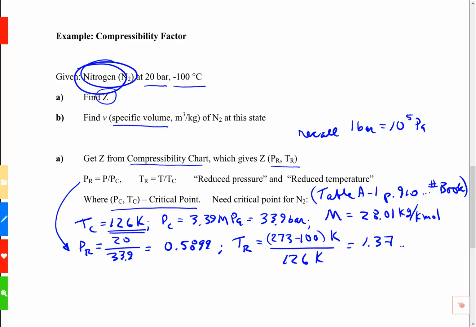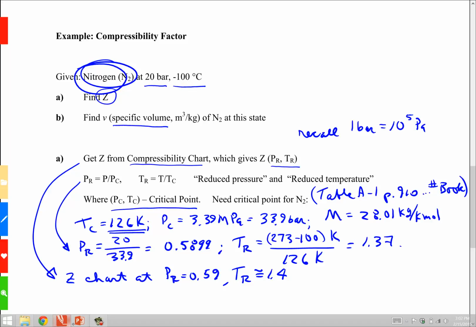Okay, now we're going to use a compressibility chart. Before we go to the chart, I'm going to say we're going to use the chart. We're going in at PR at 0.59, and we're going in at TR, let's say 1.4. We'll round that off. Let's go find a chart and look at that.